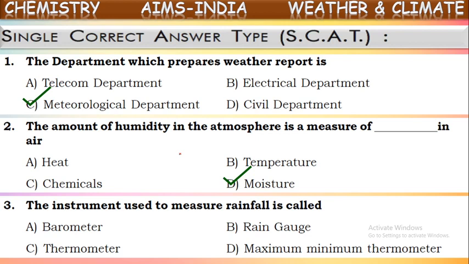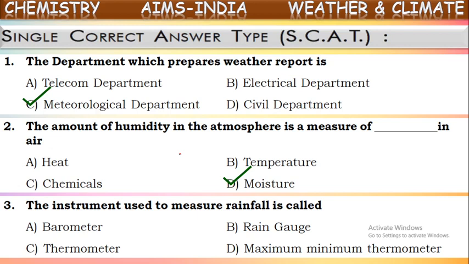The instrument used to measure rainfall is, yes, we have seen the measurement of different components of weather like temperature, rainfall, wind speed and wind direction, humidity. These all are called the elements of weather or components of weather. And we have seen how to measure these elements of weather also.